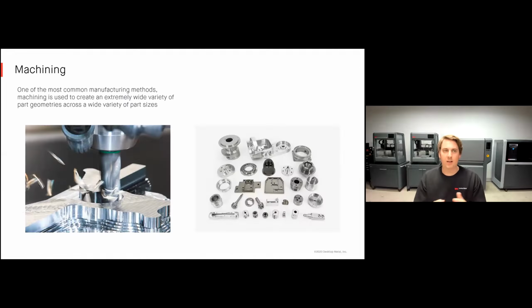A little bit about machining, like most of you probably know, it's a very common manufacturing method, a subtractive manufacturing method. It's used to create a very wide variety of different part geometries across a very wide variety of different part sizes. As you can probably see on the screen, everything from very small parts to very large parts, from one part to even hundreds of thousands or even millions of parts, depending on the geometry.